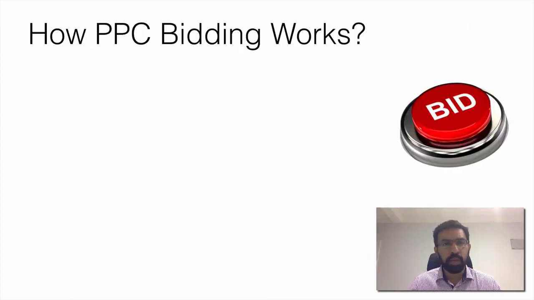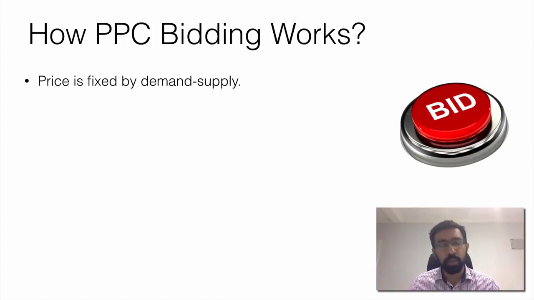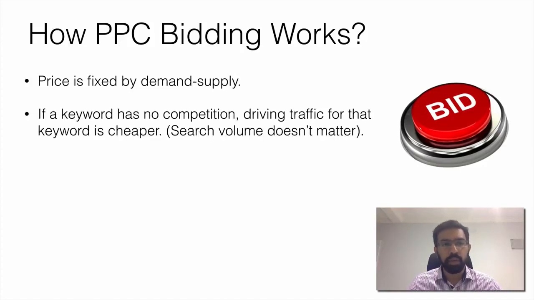So PPC bidding, right? Pay per click bidding. This is a fundamental concept which you have to understand when you are learning search engine marketing and AdWords. Any price for any product or service is usually fixed by the demand supply equation, right? If the demand is high and the supply is less, then the cost goes up. If the demand is low and the supply is high, then the cost comes down. So if a keyword has no competition, driving traffic for that particular keyword is cheaper, and here the search volume does not matter that much.